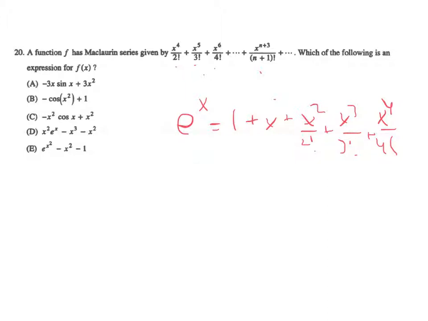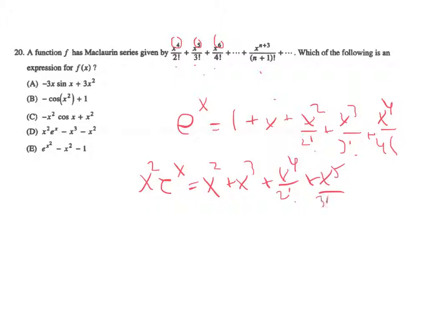So what's going on here? Let's see. It looks like each of these are also going up by 1. And each of these is 2 more than the ones below it. So it looks like they took e^x and multiplied everything by x². Because x² e^x would give us x² + x³ + x⁴/2! + x⁵/3! + x⁶/4!.